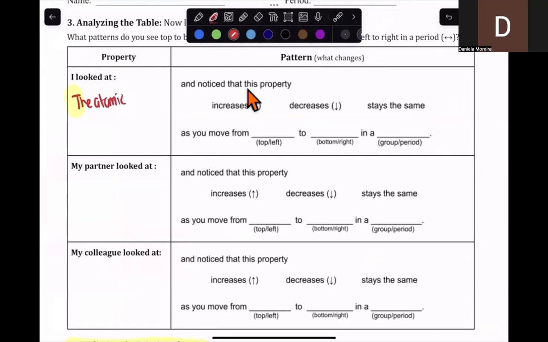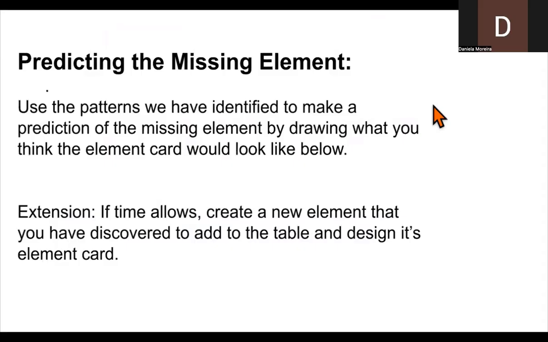Atomic radius. And I noticed that the property decreases as you move from left to right in a period. After the end of this activity, you should be able to use the patterns you created from your periodic table, which doesn't have to look like my periodic table, but you should be able to use the table you created to predict the missing elements. So use these patterns we have identified to make a prediction of the missing elements, and you should be able to fill out all the properties as you saw in the model cards to create this mystery element.